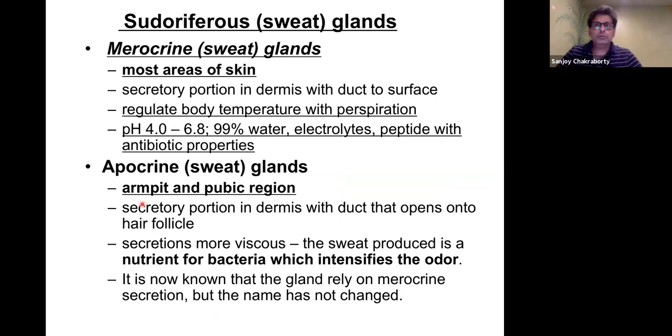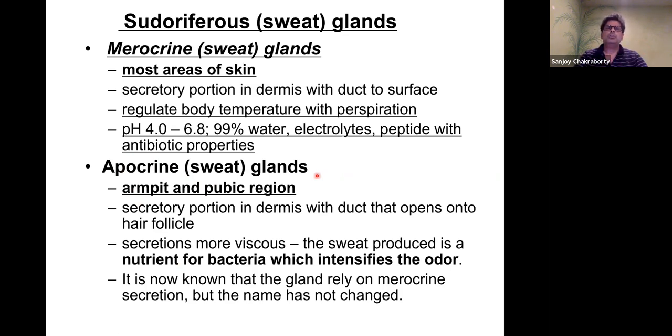Sudoriferous or sweat glands are of two types: merocrine and apocrine. But here is the very important part. In the tissue chapter, when we studied exocrine glands, we studied merocrine and apocrine based on the mode of secretion. This is not like that. They named it because they thought it was so, but they didn't change it after realizing it was wrong. For example, this apocrine gland is not really apocrine secretion, but we didn't change the name. So in this case, do not confuse it with those modes of secretion. Just remember the name.